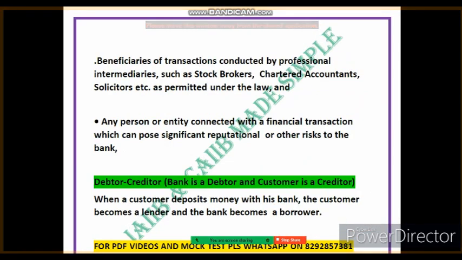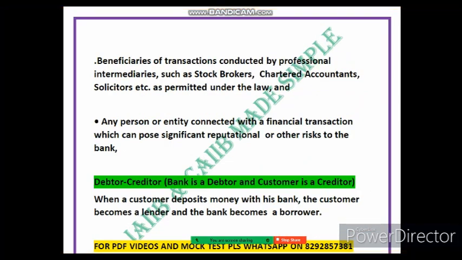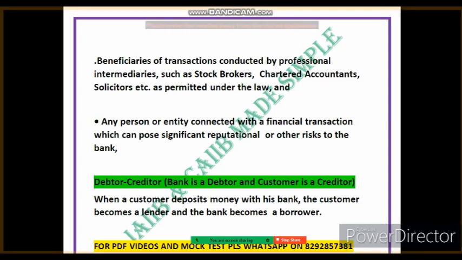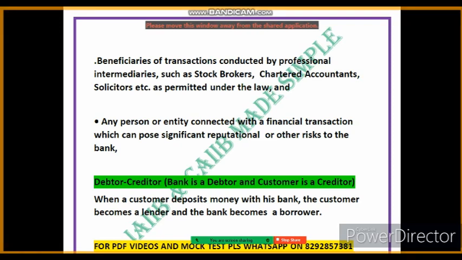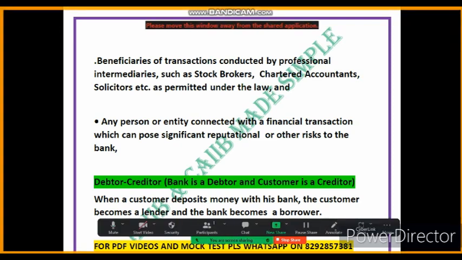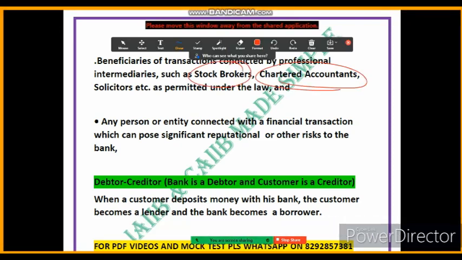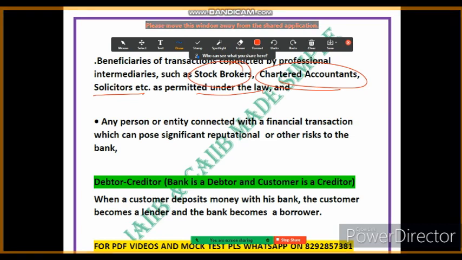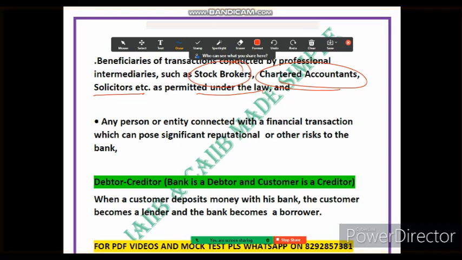So friends, in the next slide, the beneficiary of a transaction has been explained. You see it is written clearly. So what does it mean? In certain financial transactions, there are professional intermediaries. Who are professional intermediaries? Like a stockbroker, like a chartered accountant, like solicitors. These intermediaries may carry out transactions on behalf of their client, with the involvement of a bank as permitted by the law. So the law permits these intermediaries to carry out the transaction on behalf of their client.